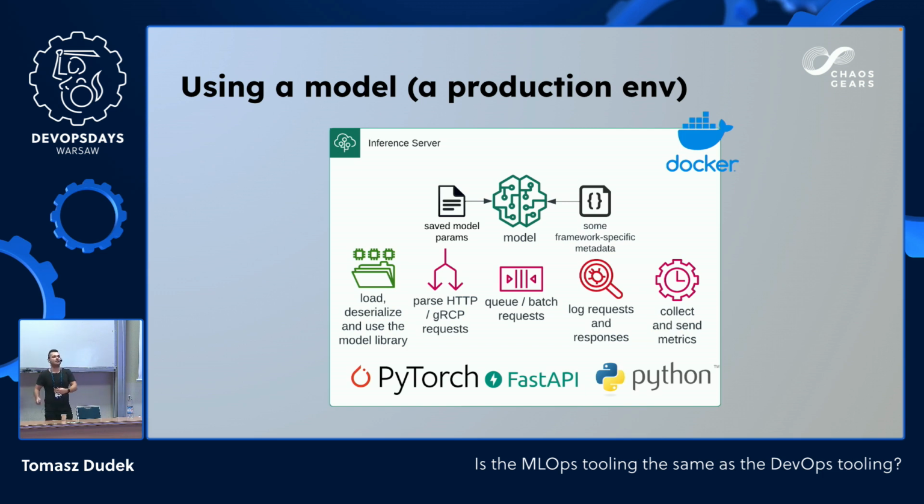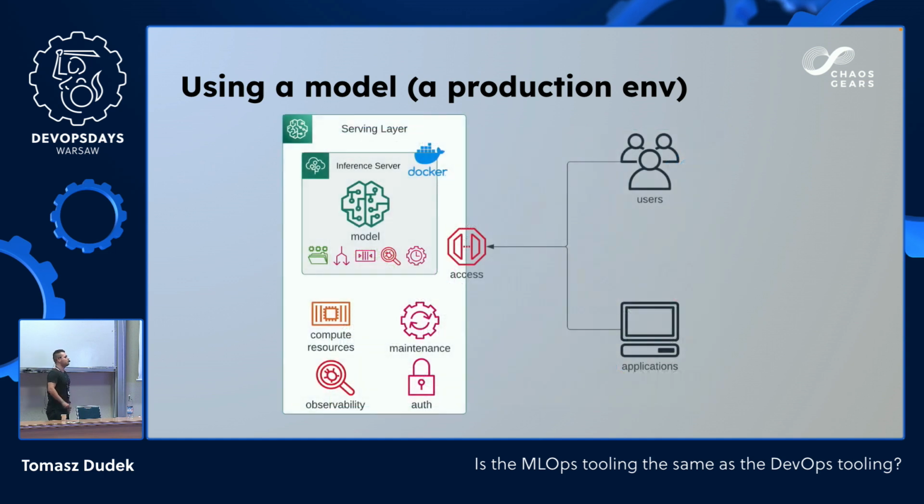Then, since it's a containerized application, we then create so-called serving layer or a specialized system in our product that basically provides resources for that containerized application to be run. So it provides compute resources, lets others access the model, handles basically the security features, the observability, and so on.